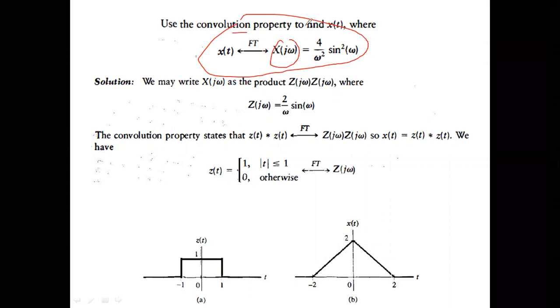What is the convolution property? Convolution in the time domain should result in multiplication in the frequency domain. So for that to happen, this entire thing should be represented as a multiplication of two variables. How do we do this? Sine square is sine omega into sine omega, 4 is 2 into 2, omega square is omega into omega. So this entire thing has been replaced by 2 divided by omega sine omega into 2 divided by omega into sine omega.